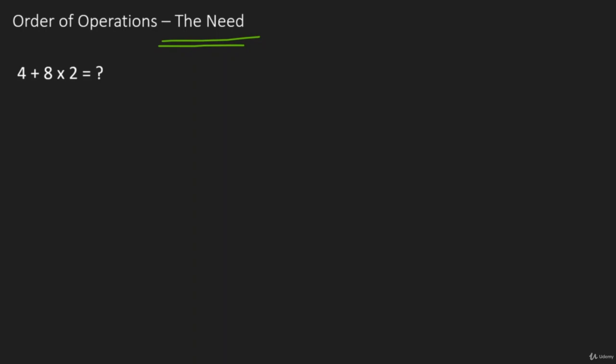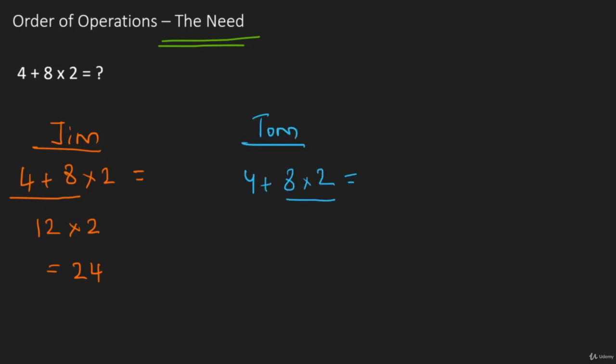Say two people are there, Jim and Tom. Jim thinks, let me first do 4 plus 8 and multiply that with 2. So he gets 12 into 2, which is 24 as the answer. Now Tom thinks that let me do 8 into 2 first. So he gets 4 plus 16 and his answer is 20.